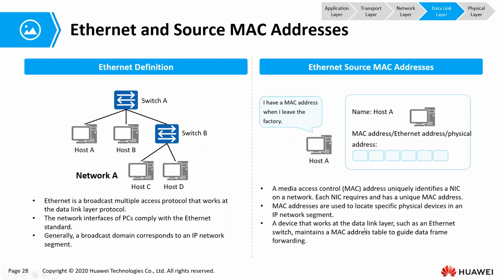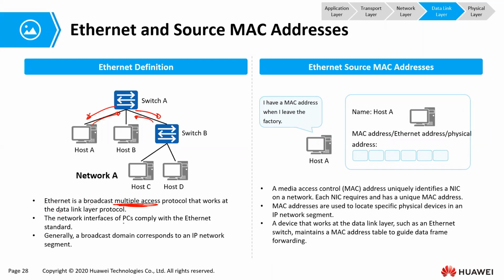Okay, so Ethernet. How does Ethernet work? Ethernet and source MAC addresses. Ethernet by itself is a broadcast multiple access protocol that works at the data link layer. Broadcast means that it can carry multiple users' traffic at the same time. It's multiple access. So this guy could be sending while that one is sending. This one could be sending while that one is sending. But that takes us into some other things we shall talk about.